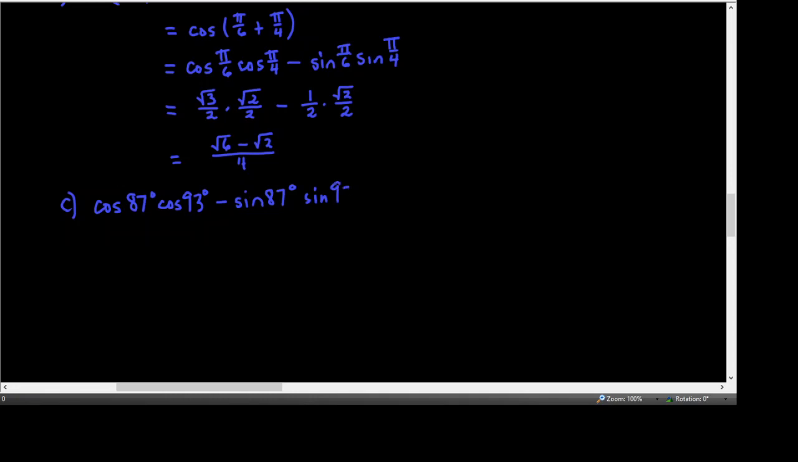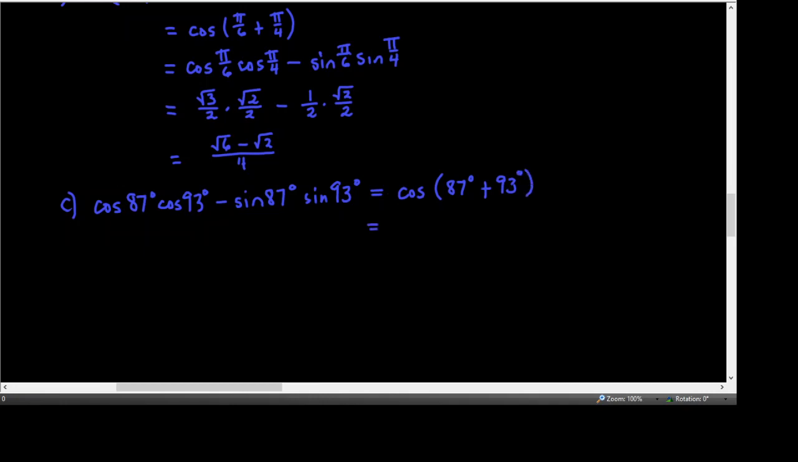Okay, now I'm hoping that you see that this is the form of the cosine of a sum or difference, because I have cosine times cosine minus sine times sine with the same two angles used. The first angle is 87, the second one is 93. So if we use that identity backwards, this should be the cosine of the first angle, 87 degrees, then change the sign, plus the other angle, the second angle, 93 degrees.